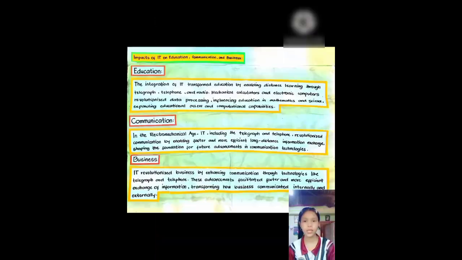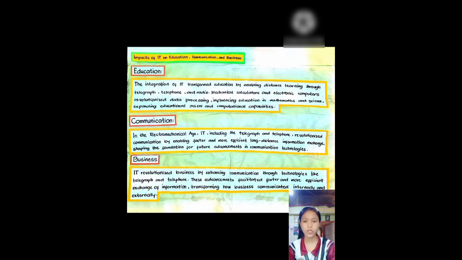During this era, IT revolutionized the way people interacted and shared information, and it had a significant impact on various aspects of society. So, here are some key ways that IT impacted education, communication, and business. First, in education, the integration of IT transformed education by enabling distance learning through telegraph, telephone, and radio. Mechanical calculators and electronic computers revolutionized data processing, influencing education in mathematics and science, expanding educational access and computational capabilities.